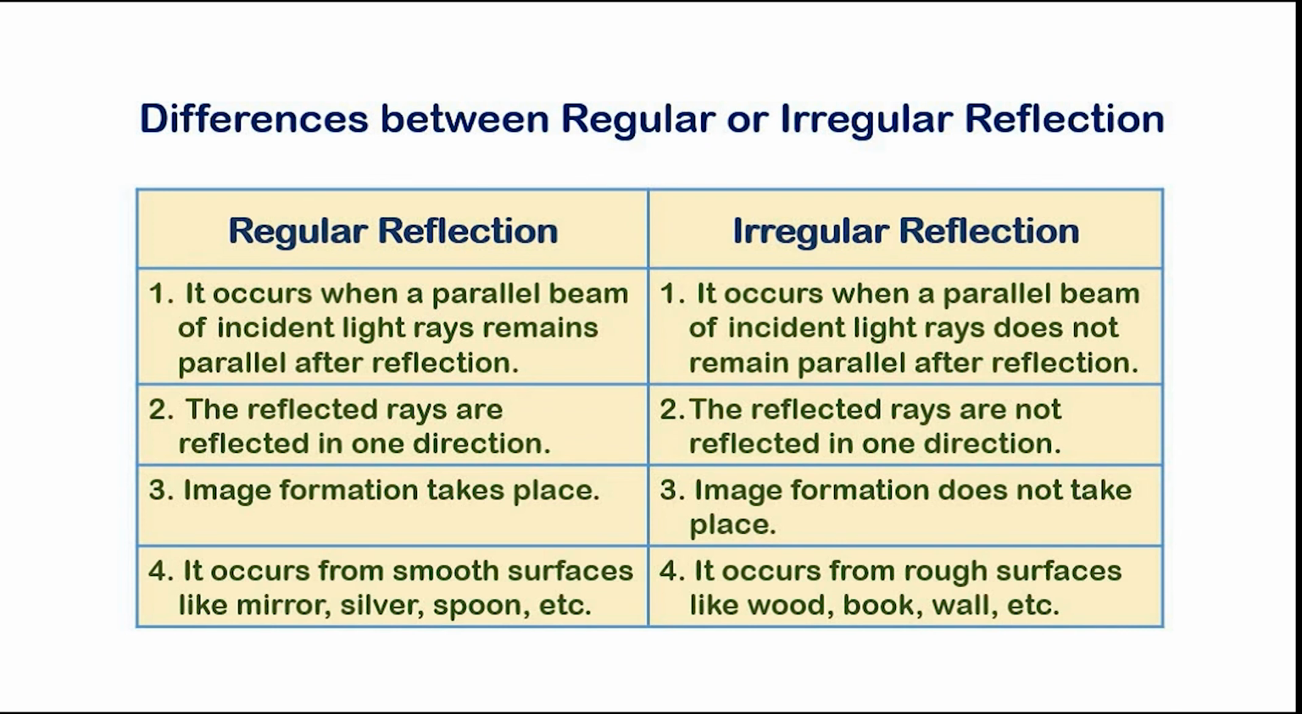4. Regular reflection occurs from smooth surfaces like a mirror, silver spoon, etc. Irregular reflection occurs from rough surfaces like wood, book, wall, etc.